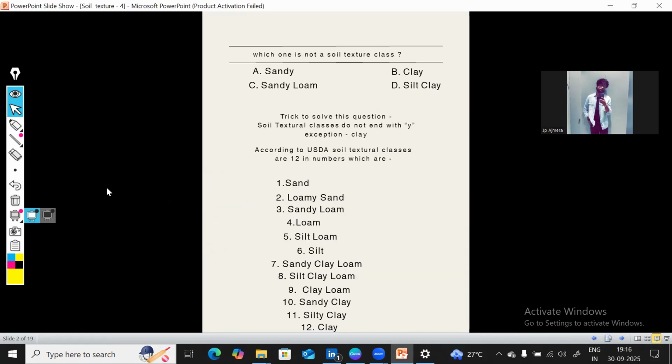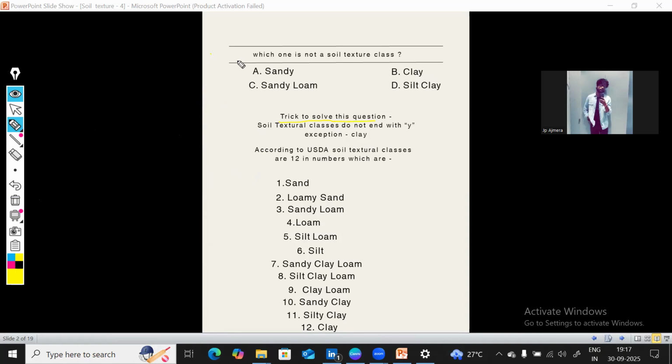Okay, so where is my pencil? Okay, cool. So which one is the soil textural class? How can we identify it? Let me just tell you, there are 12 soil textural classes. In case you do not know the particular name of a soil textural class, how can you identify it if you face this kind of question in the exam? There is a simple trick to solve the question.